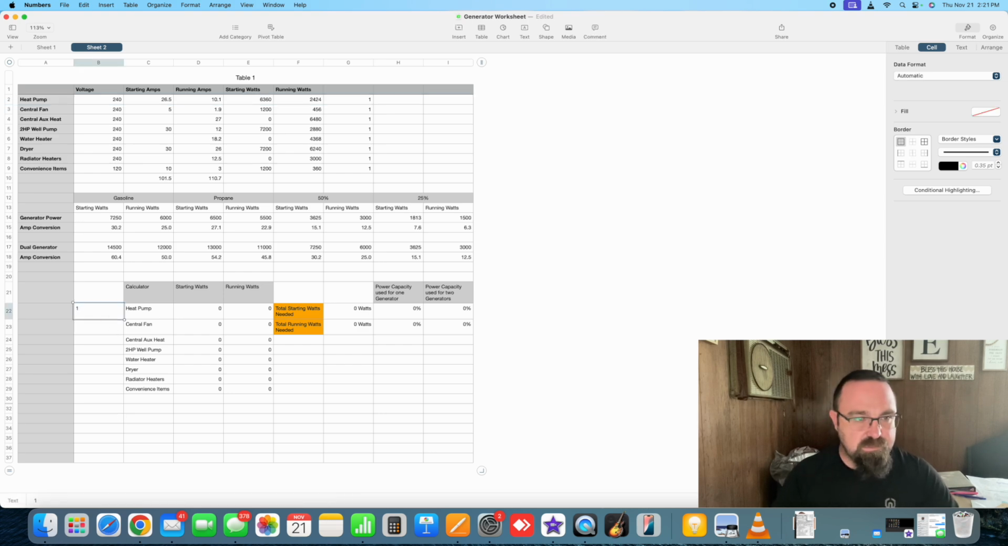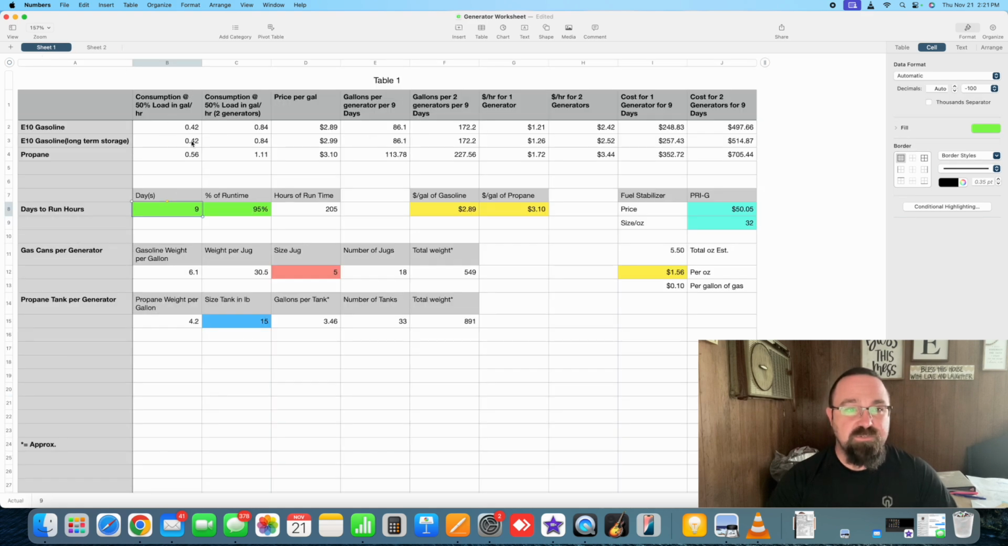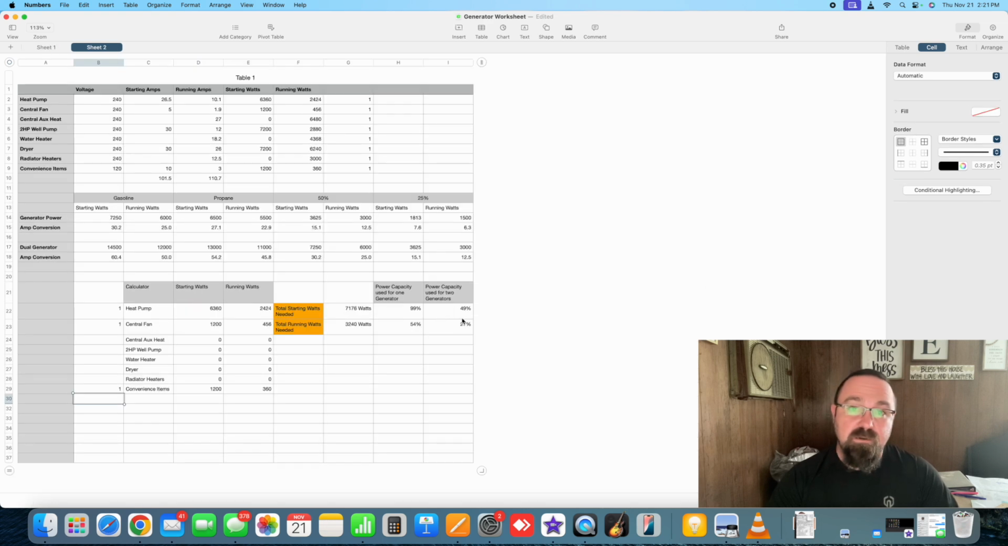Right over here, this is how the calculator is going to run. Turn on the convenience items, and there you go. So starting watts needed will be right at our maximum capacity, but our cruising watts is only half capacity. And if we go back to our consumption sheet, now I have a very, very good idea about how much fuel I'm going to be using. Now, if we wanted to load share, it gets even less. But then again, you're going to be running 2 generators instead of 1.